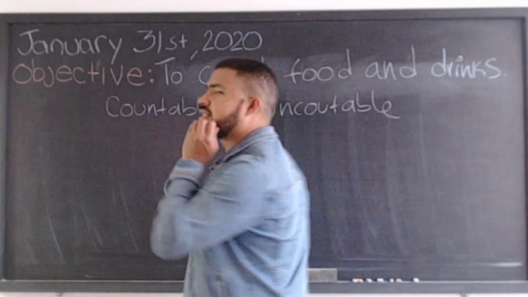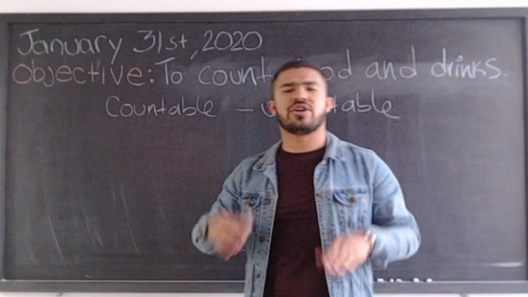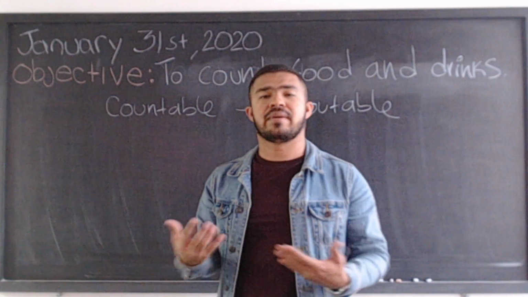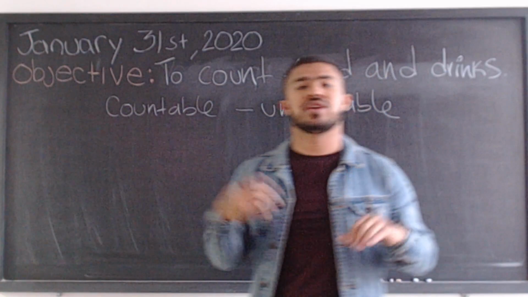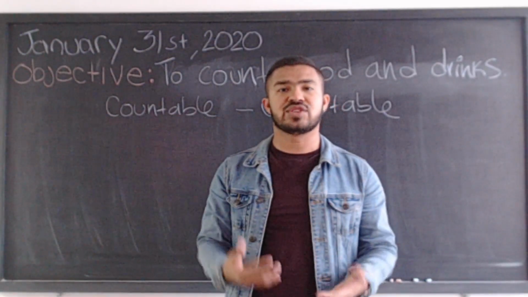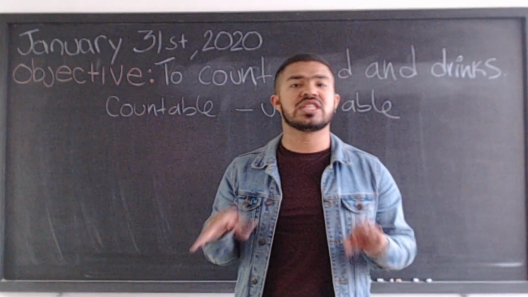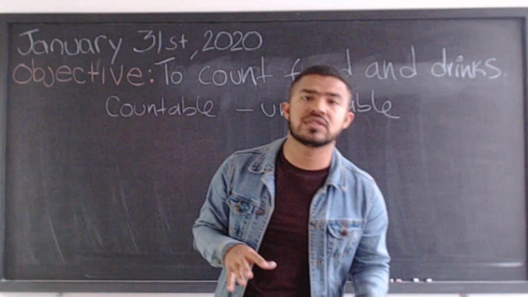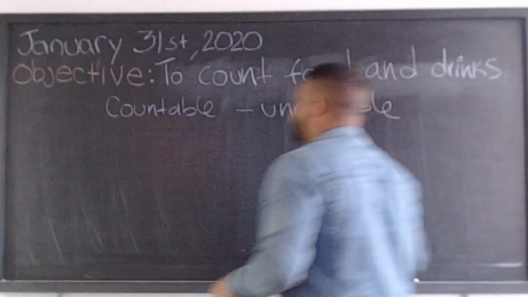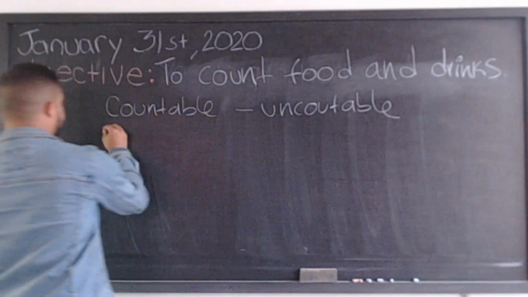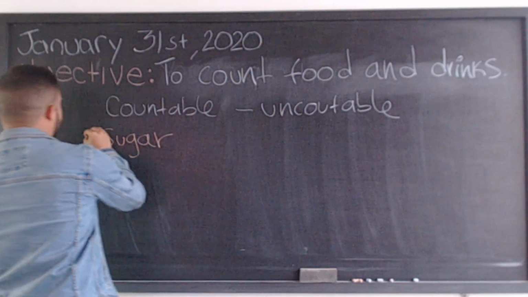So what's the idea, guys? Look, we're going to have some vocabulary about the kitchen, about food. For that reason, if you see food and drinks, we're going to see some vocabulary about food and drinks. What are we going to do with those words? We're going to decide whether they are countable or not countable, okay? So I'm going to write some examples. The first one is sugar. So what's the idea, guys?